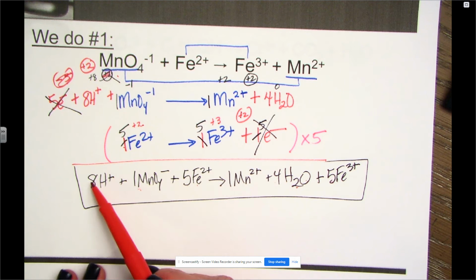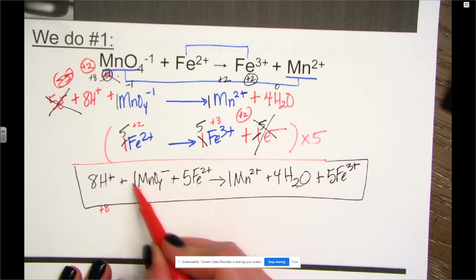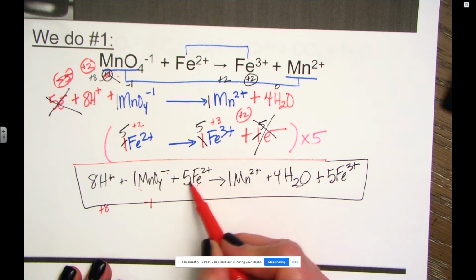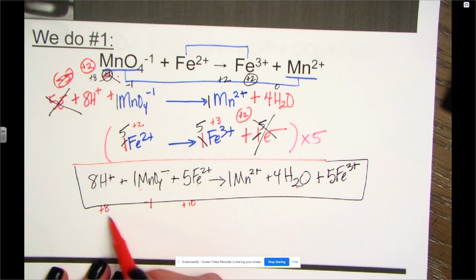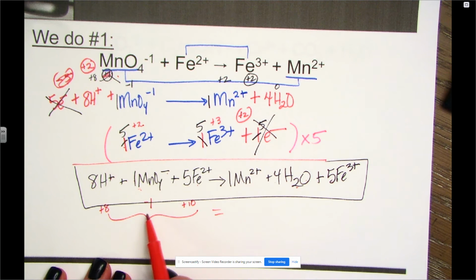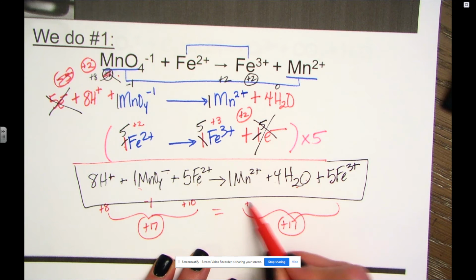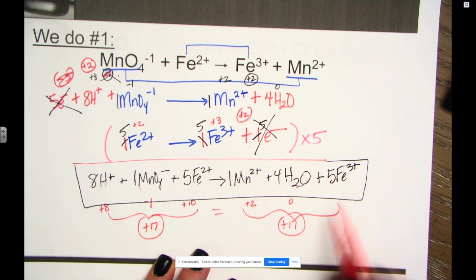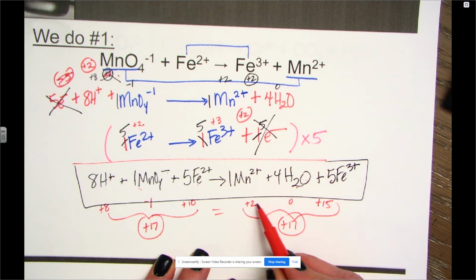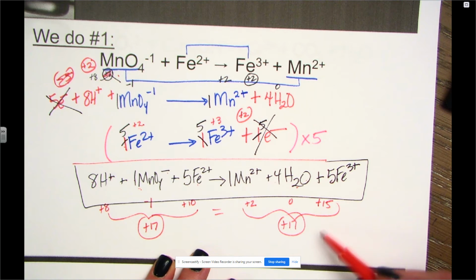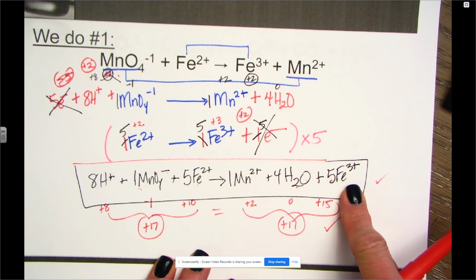Now let's look at our charge. 8 times 1 is a plus 8. 1 times negative 1 is a minus 1. 5 times 2 is a plus 10. So on this side here, we've got a total of 18 minus 1 is plus 17. So that means on this side, if I've done it correctly, it should be a plus 17 as well. So let's check that and see. 1 times 2 is a plus 2. 4 times 0 is 0. 5 times 3 is 15. 2 plus 15 is 17. So that is checking out on the charge. Atoms check out, so the equation is balanced.